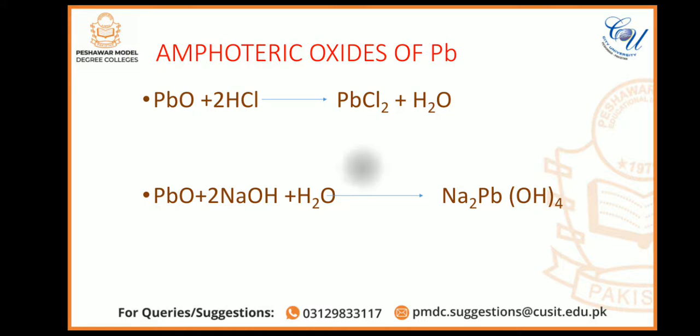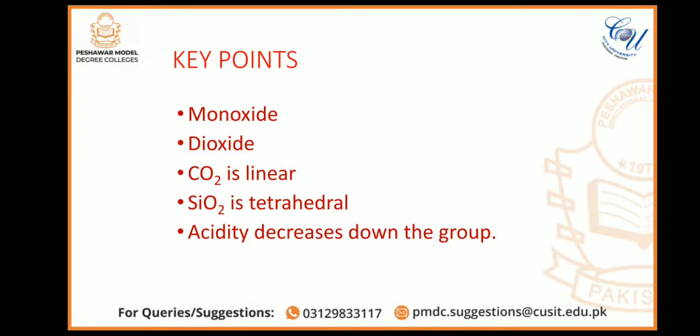So, dear students, the key points of today's lecture are that the group fourth elements give two types of oxides, monoxide and dioxide. Carbon dioxide, a very important oxide of carbon, is linear in shape, while silicon dioxide is tetrahedral, and the acidity decreases down the group in the group fourth oxides.